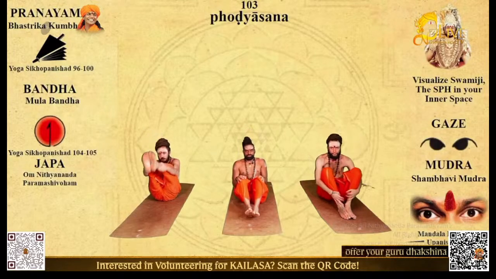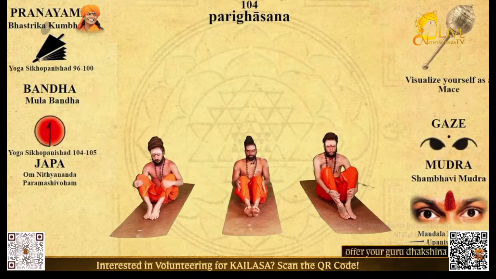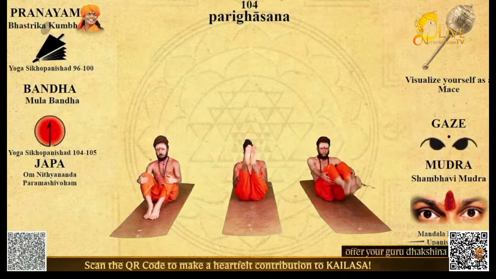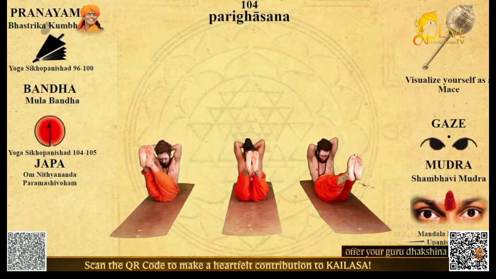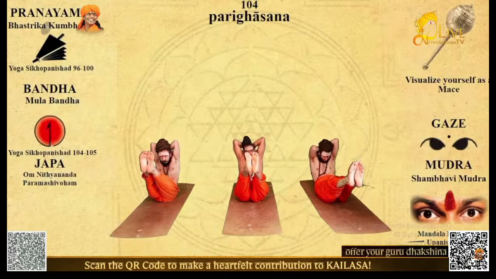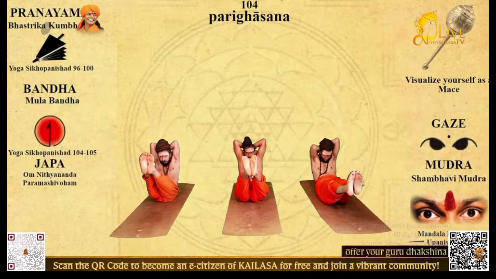The next asana is Parighatana. Now bring the legs at 45° at front, raised up, hands at the back holding the shoulders, gaze to the third eye, visualize mace in your inner space and keep performing Bhastrika pranayama.